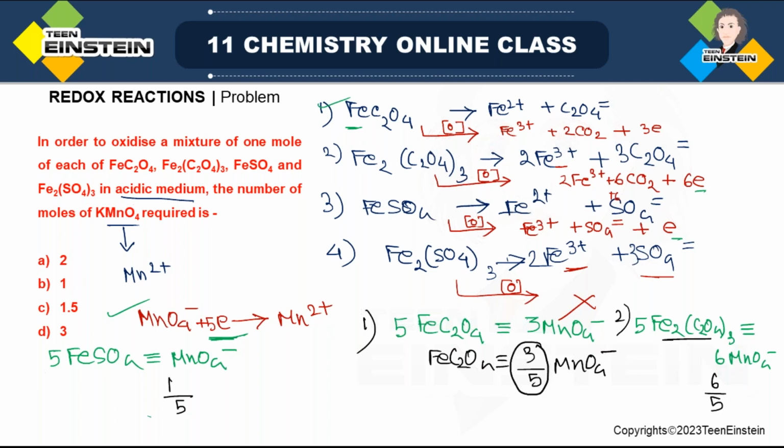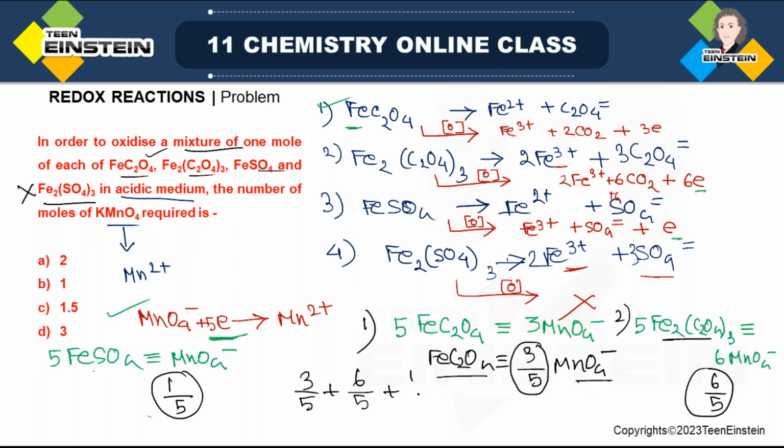So now you have to add 3 by 5, 6 by 5 and 1 by 5 because it is a mixture. You have taken 1 mole of each. For the first one, the requirement of MnO4 minus for 1 mole of FeC2O4 is 3 by 5. So 3 by 5, 6 by 5, 1 by 5. So it is basically 10 by 5, that is 2. So the correct answer is option A.